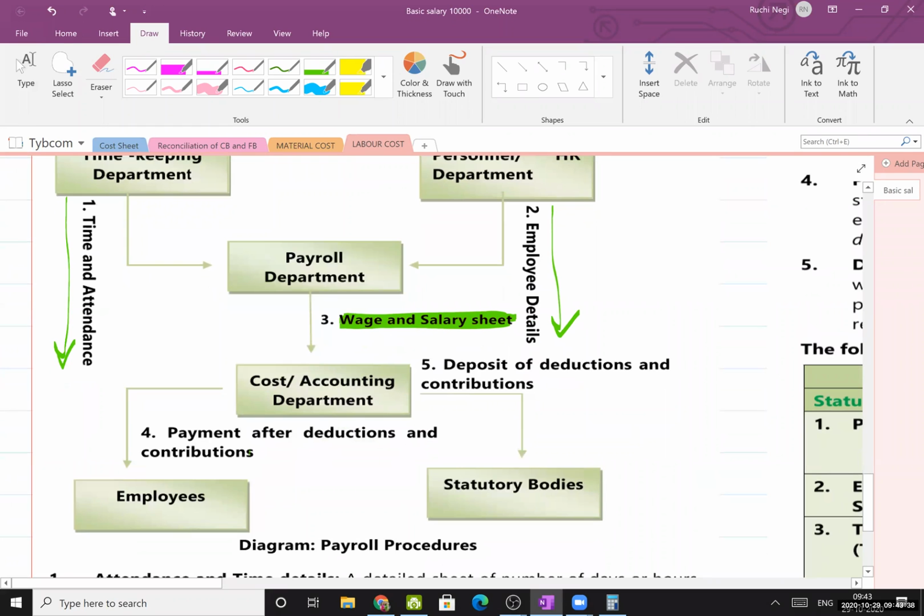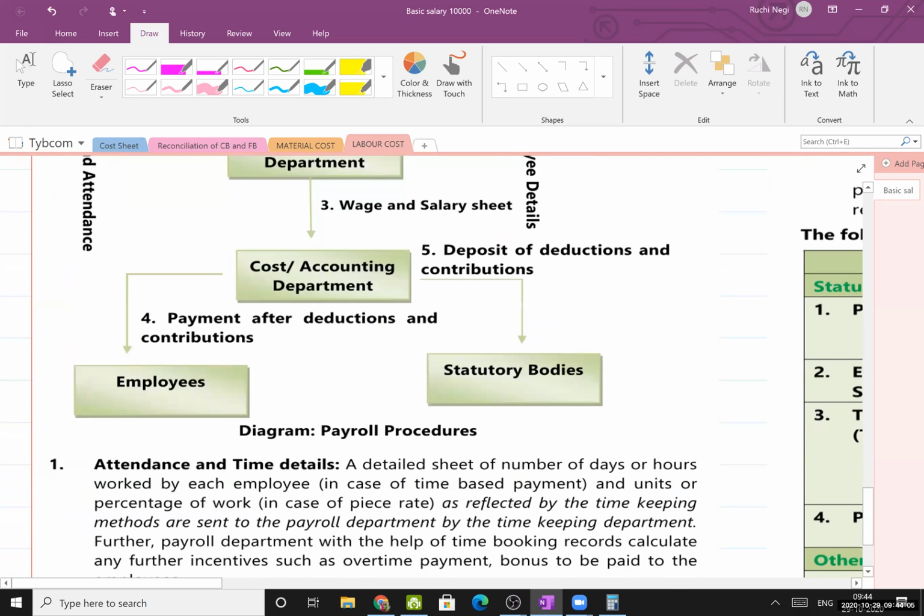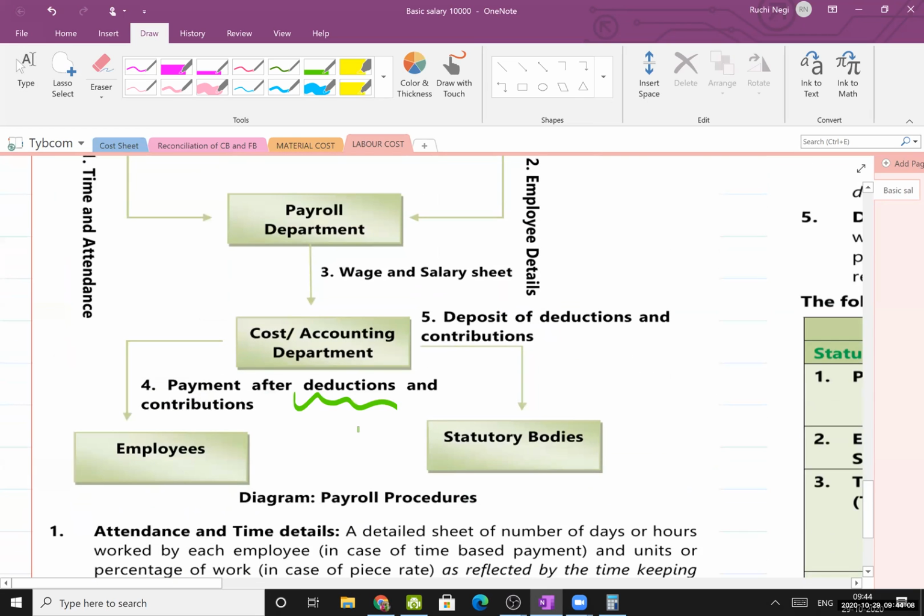Then costing department. What does the costing department do? Payment after deductions and contributions to the employees and the statute, and they give information to the statutory bodies. Statutory bodies means in the organization the top level. Statutory bodies. Okay. So this is how a payroll department works. After deductions, matlab if any part has to be deducted from salary and contributions, I'm talking about PF. Okay. Yeah.